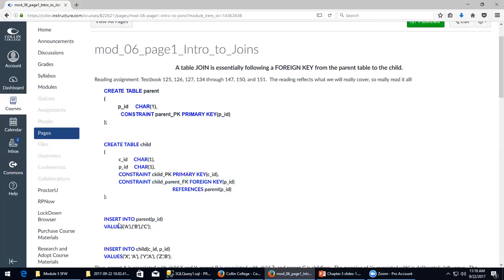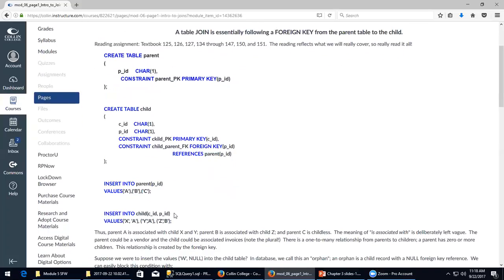Okay, so I'm going to insert into the parent some values, A, B, and C. Insert into the child X, Y, and Z. X is a child of A. Y is a child of A. Z is a child of B. So we see that A has 2 children, B has 1, C has no children. Okay.